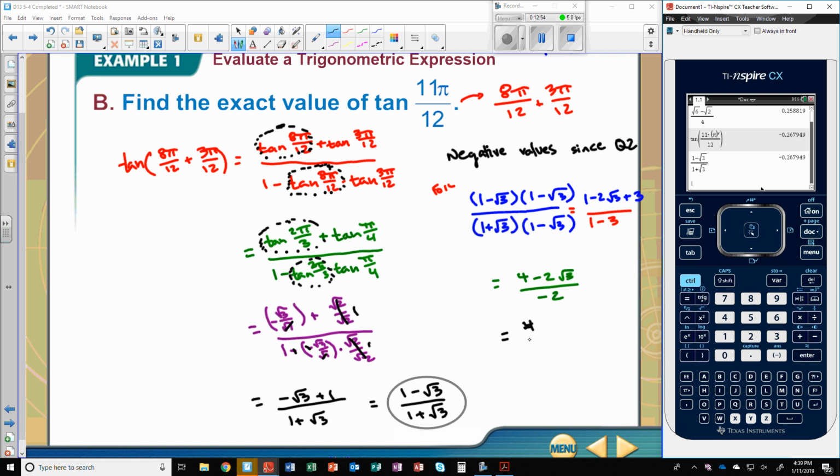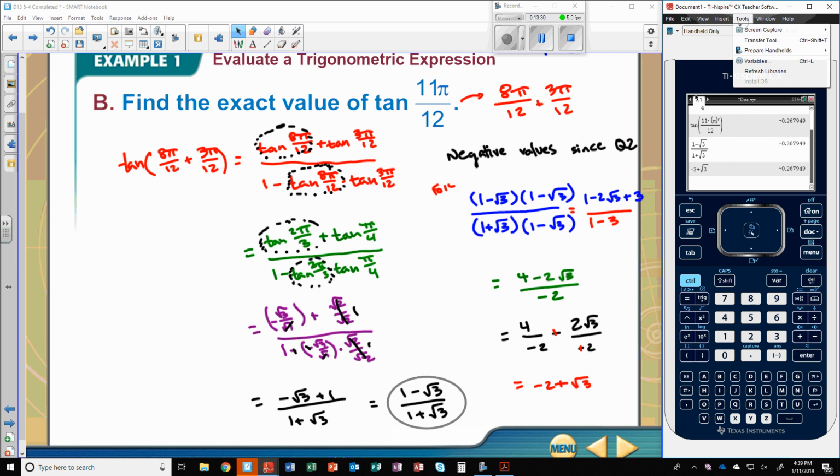4 divided by negative 2 minus 2 square roots of 3 over a negative 2. And finally, that leaves us with negative 2 here. This becomes positive. These two cancel each other out, and those go away, so it'd be square root of 3. Let's check that answer. Negative 2 plus square root 3. Enter. Yep, that matches. So that's how we did it correctly.